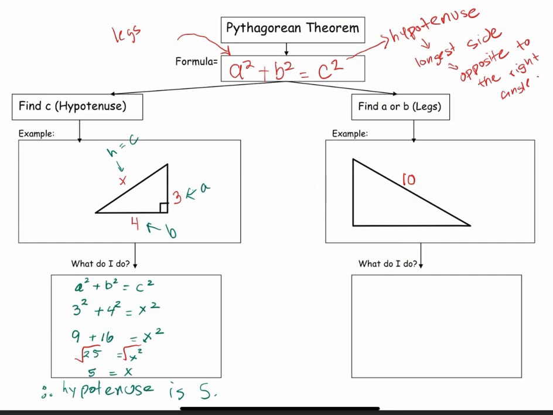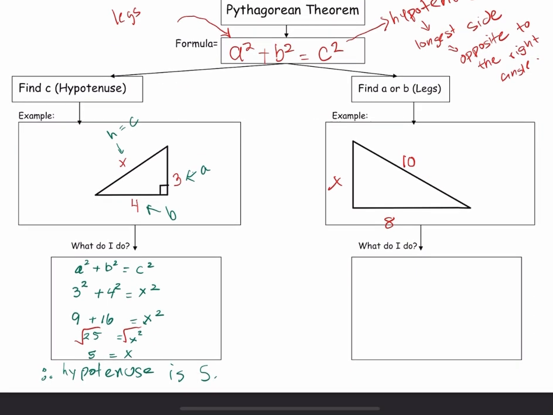So I see already that I'm going to call my missing leg X. We can use any letter: X, N, Y, a variable, any letter. So now the hypotenuse is present, but the leg is missing.